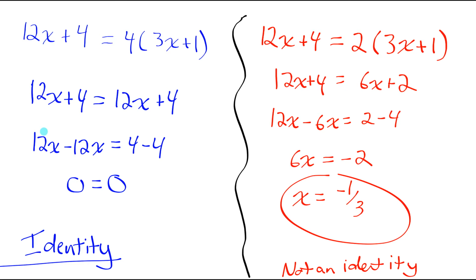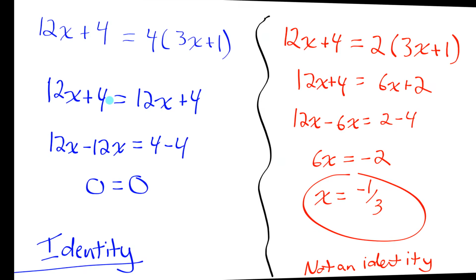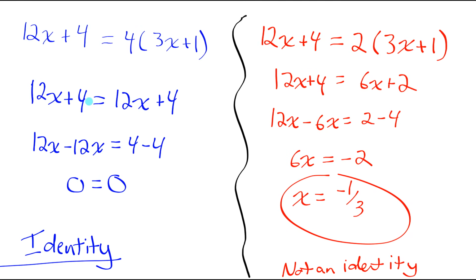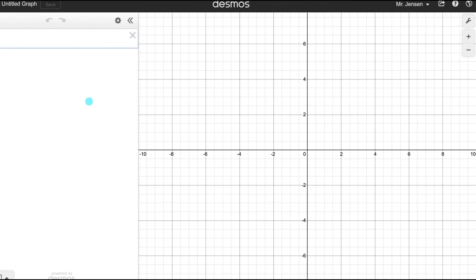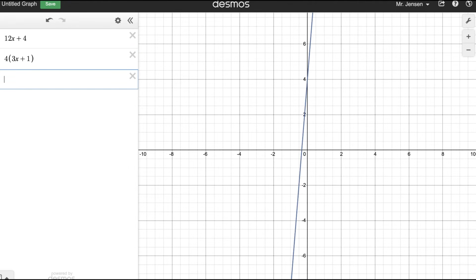So now that we know algebraically what an identity is, let me show you graphically what would happen in these two scenarios. Okay, my first equation, the left side was 12x plus 4. So if I were to graph 12x plus 4, it's that line right there. And the right side was 4 times 3x plus 1. If I were to graph that line, notice it went right over top. They're the exact same line, which is why for any value of x you plug in, you get the exact same value of y. The two lines are exactly the same.